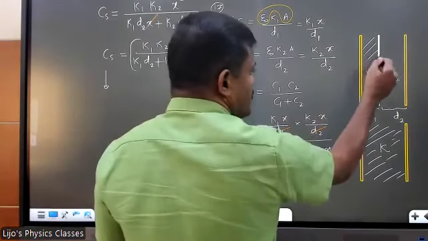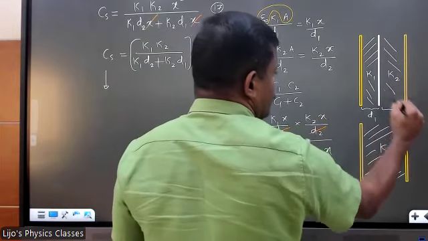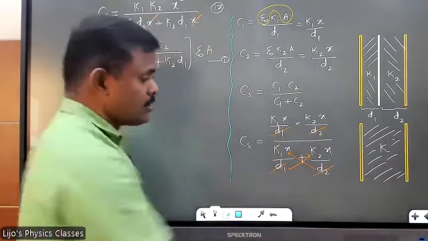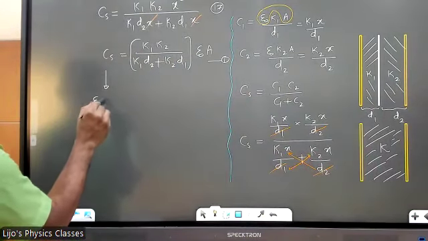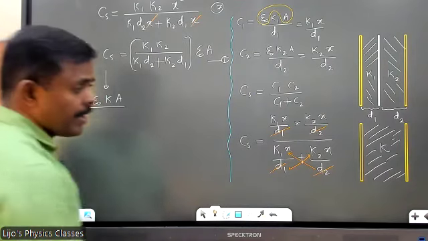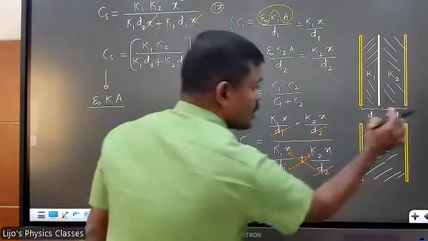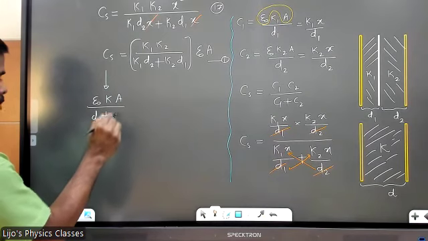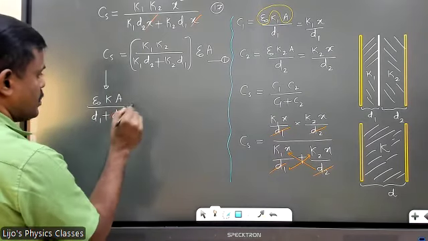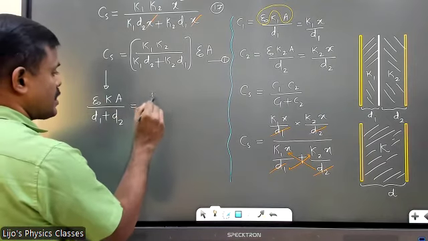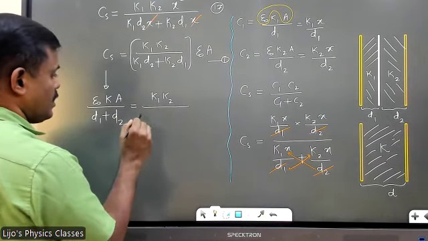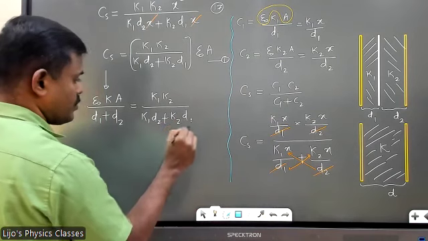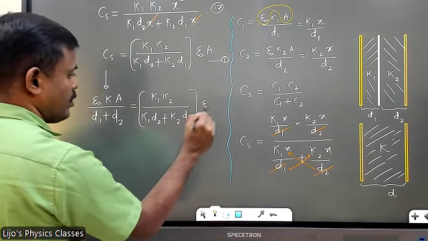Now, instead of two separate media, you're going to replace the whole space with a single dielectric. So what do you write for it? Epsilon 0 K A by the total spacing, which they have called D. What is that D there? D is D1 plus D2. Epsilon 0 K A by D1 plus D2 should be equal to what? This is K1 K2 by K1 D2 plus K2 D1 into epsilon 0 A.